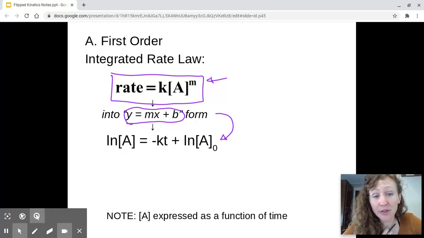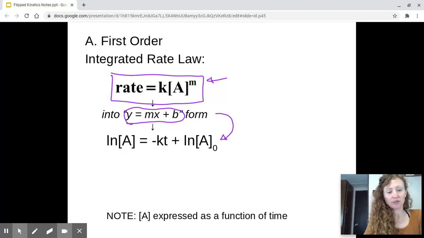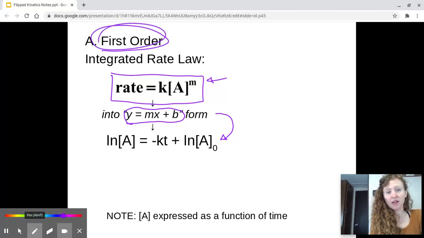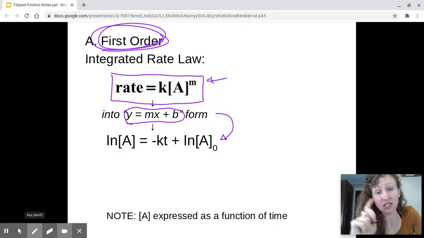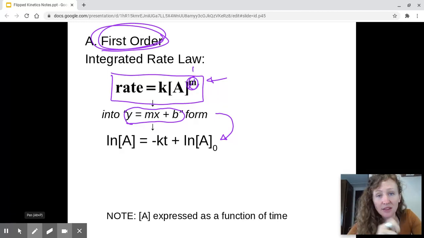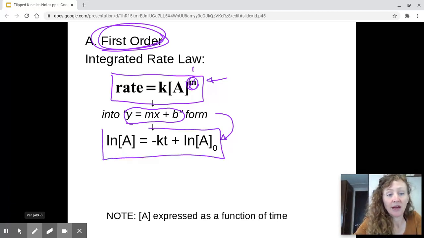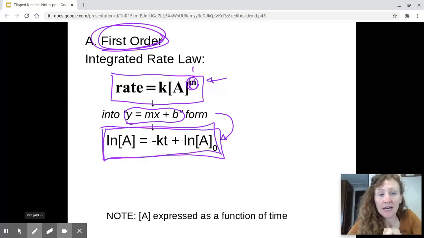Okay, so a couple things to note off of the integrated rate law. First of all, this is the integrated rate law for a first order reaction. This is not the integrated rate law for zero or second order. It is specifically for a first order reaction. So this m would have been replaced by a 1, and then the whole shebang was integrated. And this is the format that comes out of that.